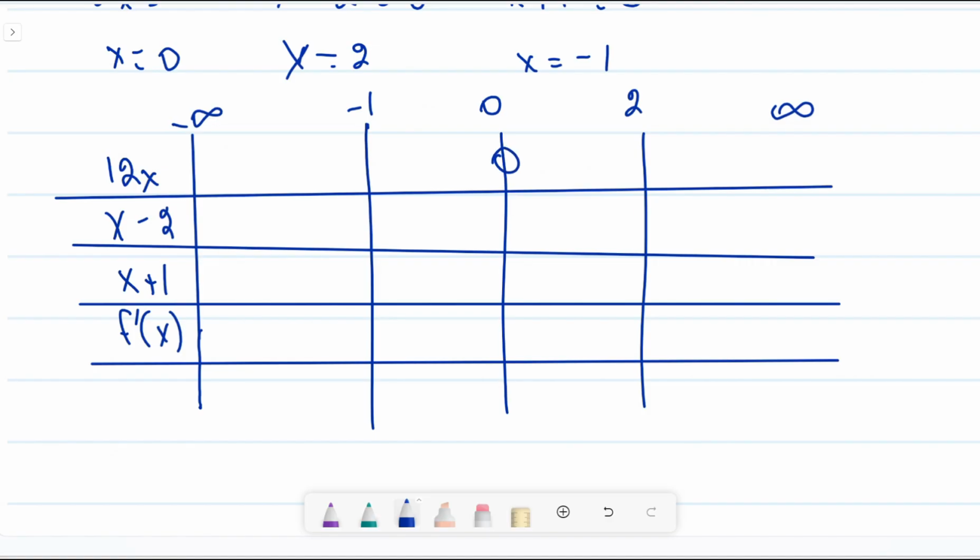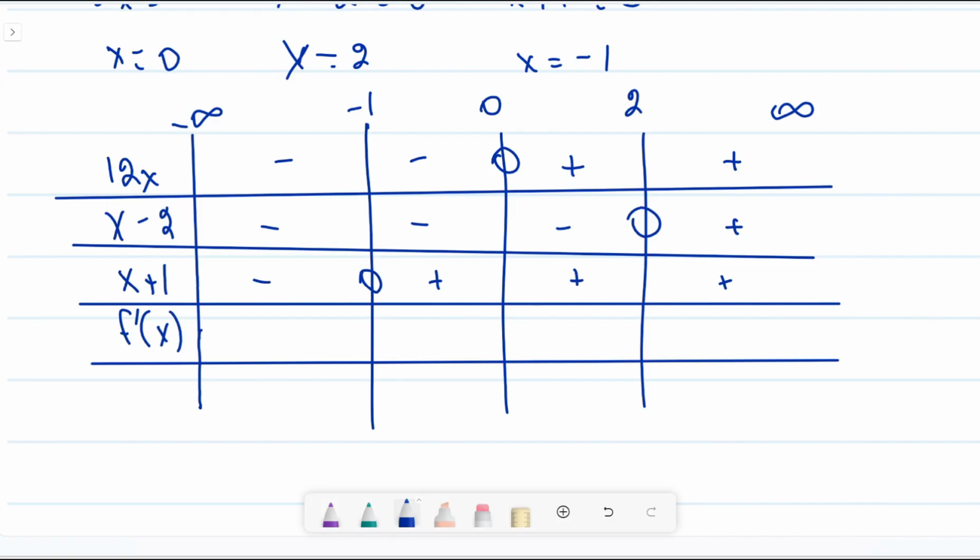So 12x is equal to 0 when x equals 0. For any value above that, it's positive. For any value below that, it is negative. Now x minus 2 is equal to 0 when x equals 2. For any value above that, it's positive, or else it's negative. X plus 1 is 0 at -1. Up here it's positive, and down here it's negative.